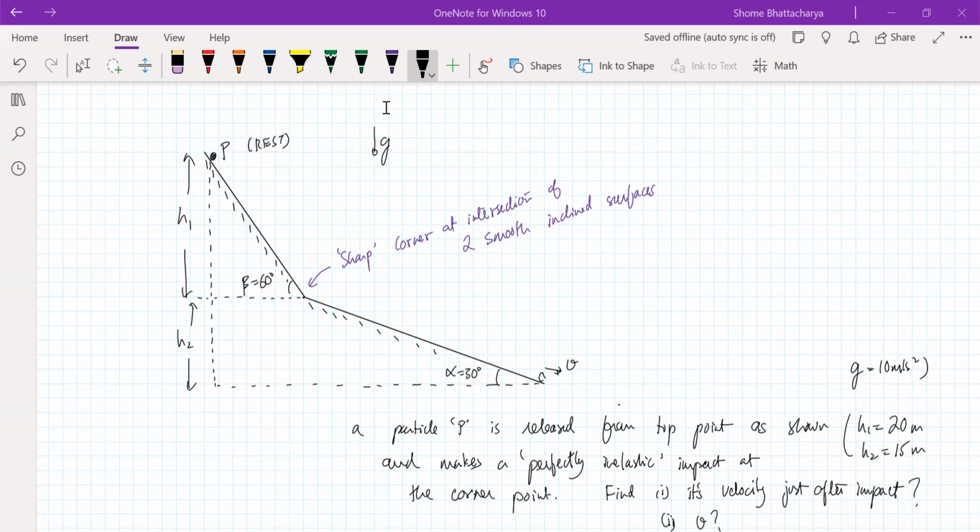Root 2 g h1. And that velocity will be at some angle to this surface, so it has a tangential component and a normal component. The collision will absorb the normal component, whereas the tangential component will remain conserved. That's how you will find the velocity just after impact. And once you have the velocity just after impact, just conserve energy between this point and this point, so you get the final velocity.